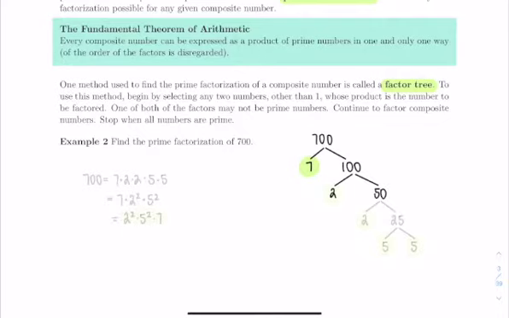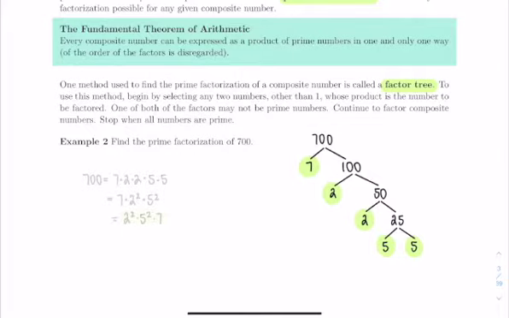Well, 2 is prime, but 50 can be broken down even further. Well, 50 can be broken down into 2 and 25. Again, 2 is prime, and 25 can be broken down one last time, and we get 5 and 5, which both of those are prime.